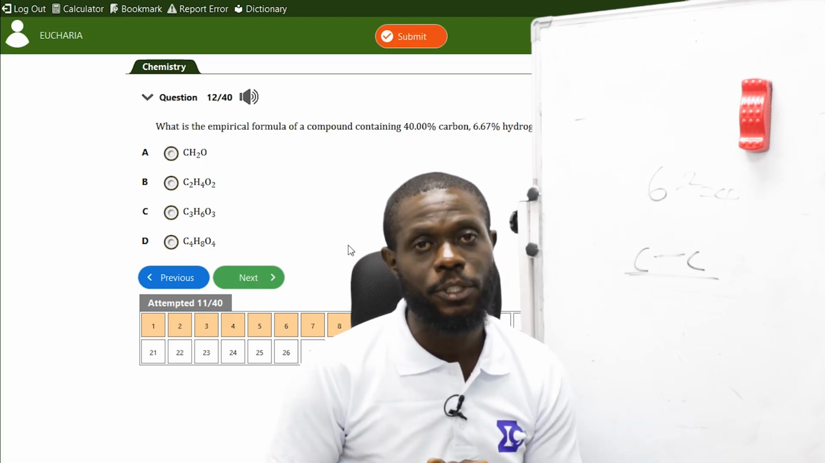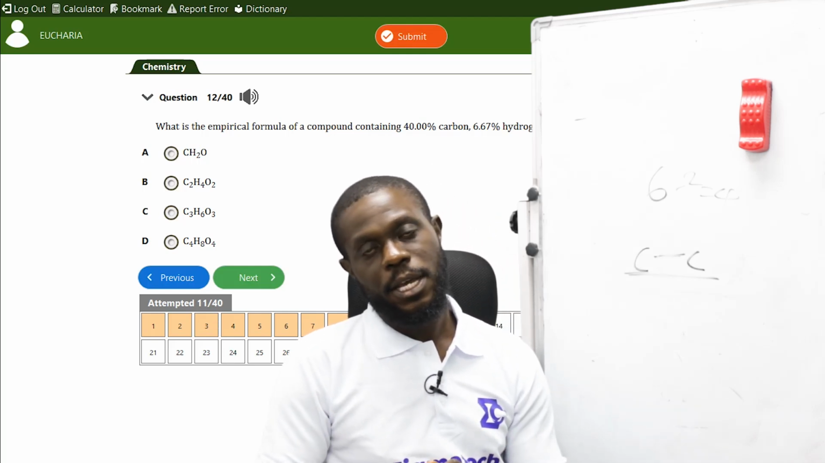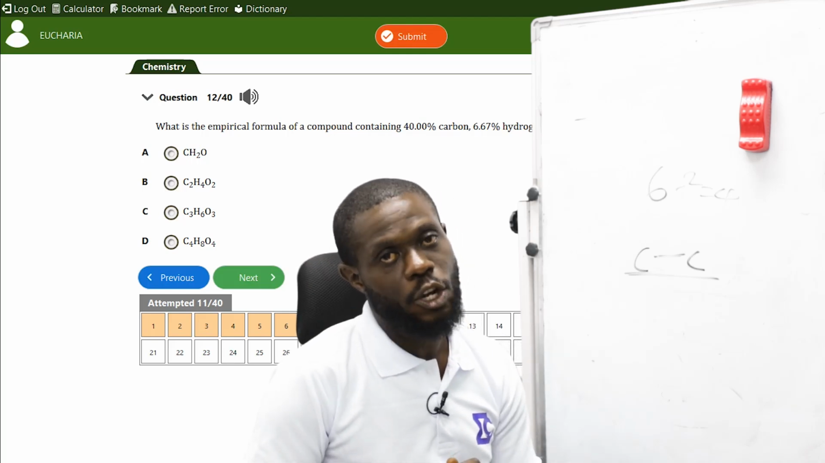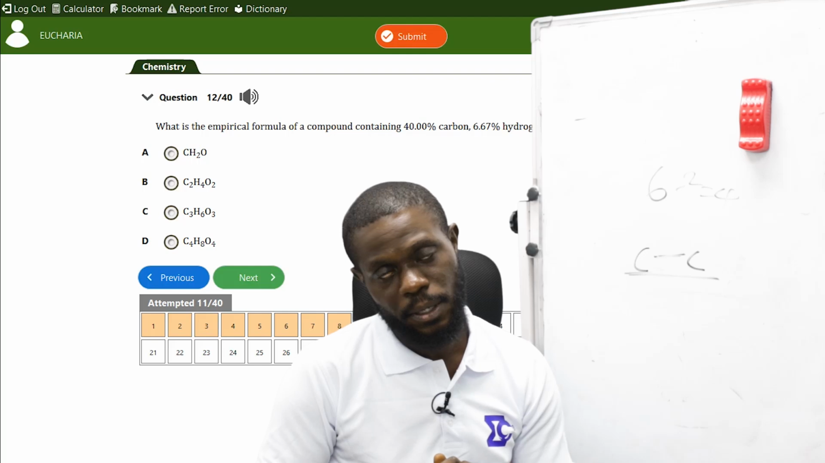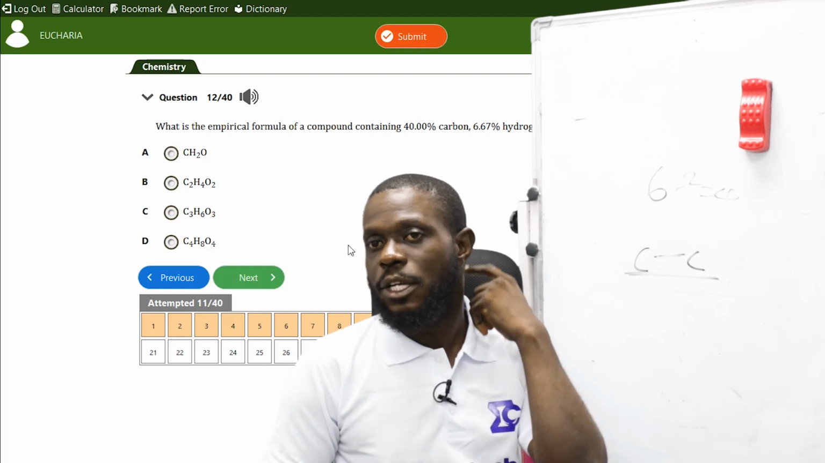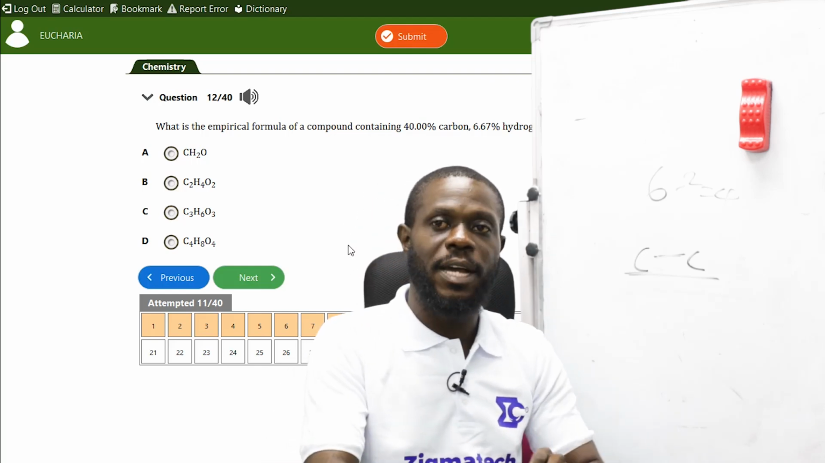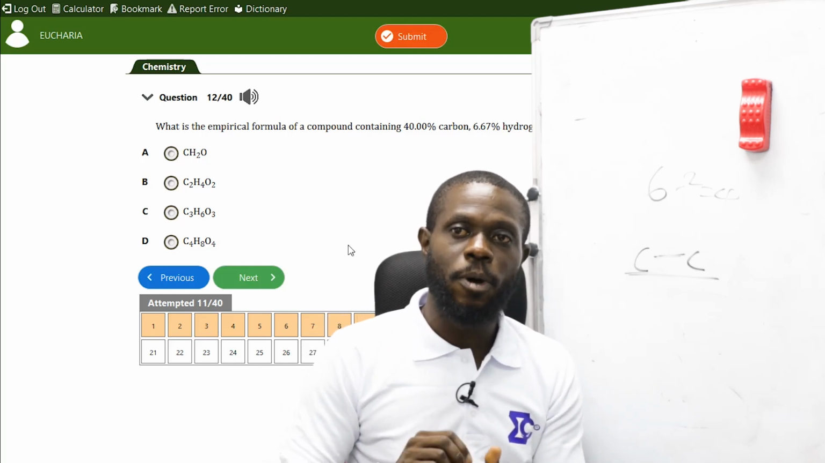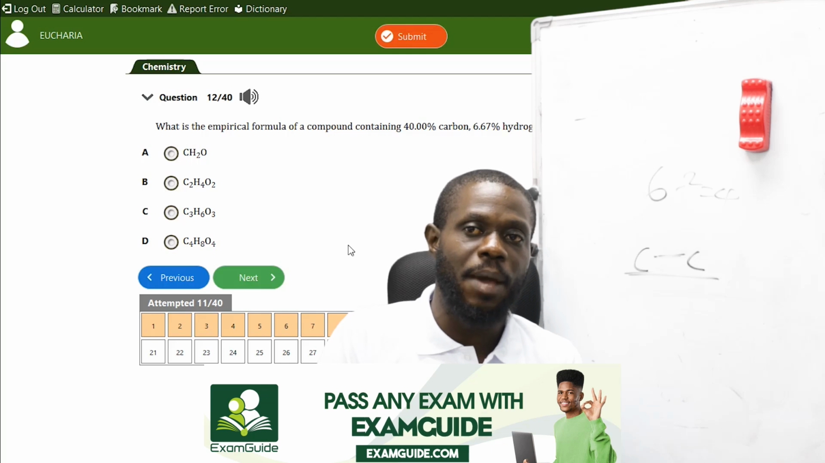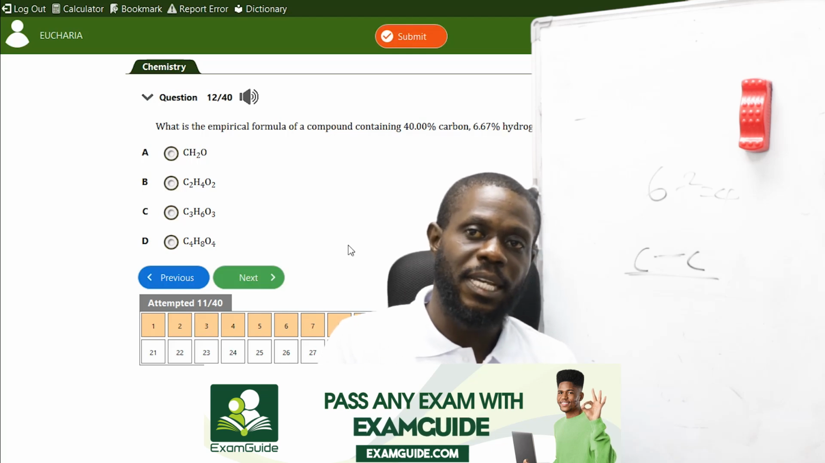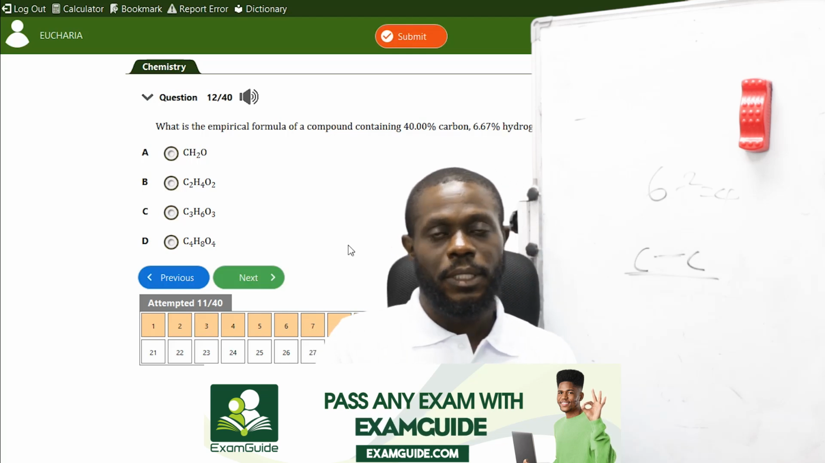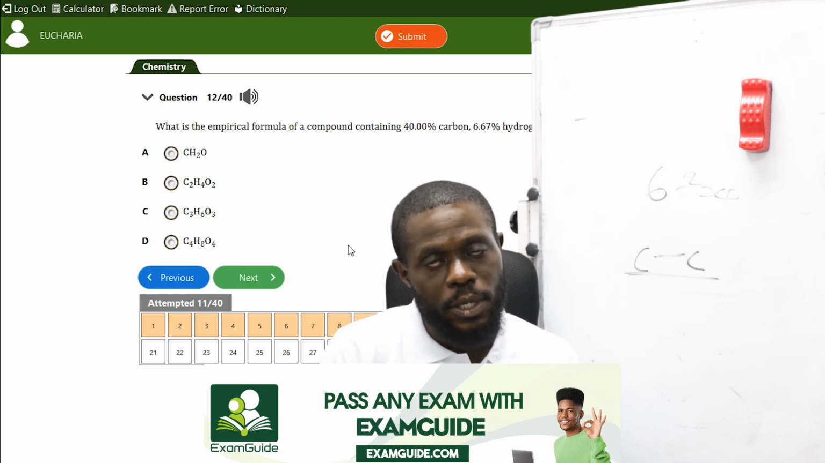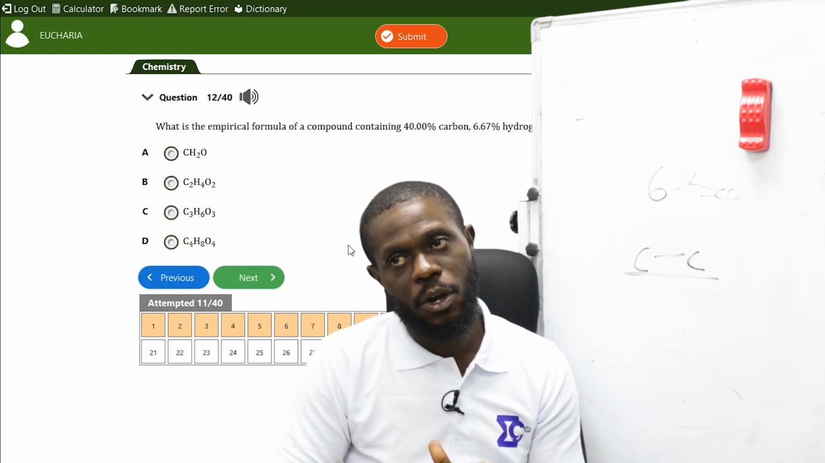It becomes a subscript of the element. A subscript is the number written at the base of an element that quantifies the number of atoms of that element. If you check the answers, you will see that small numbers are written at the base of the element. Like the first one, CH subscript 2O. That 2 there is not CH2, it's called a subscript.